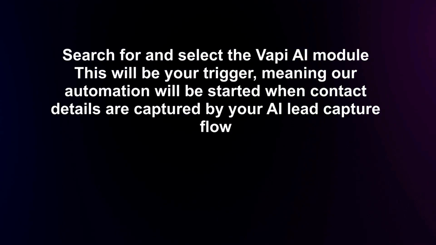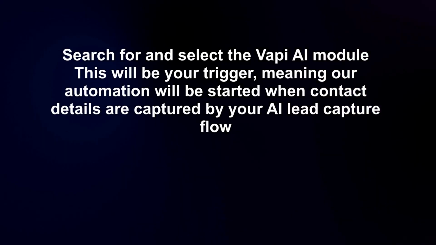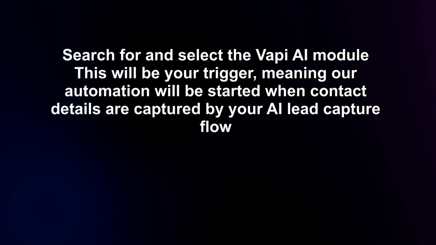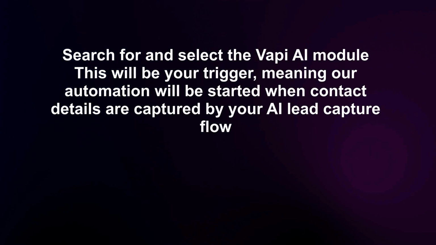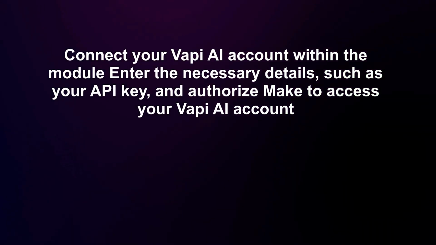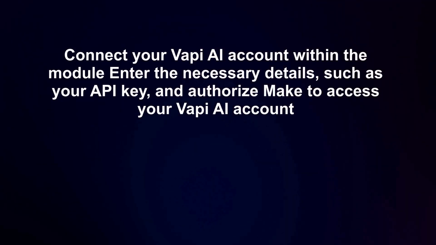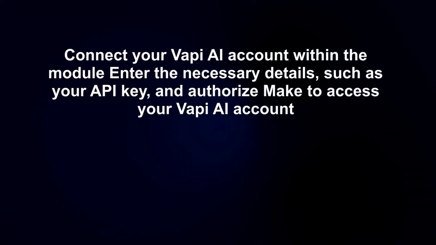Search for and select the Vapi AI module. This will be your trigger, meaning our automation will be started when contact details are captured by your AI-led capture flow. Connect your Vapi AI account within the module. Enter the necessary details, such as your API key, and authorize Make to access your Vapi AI account.